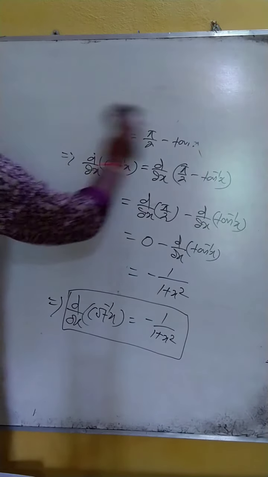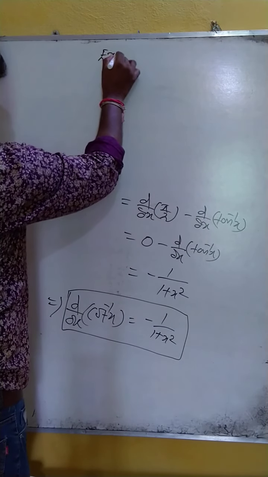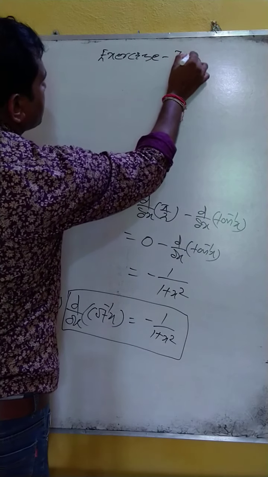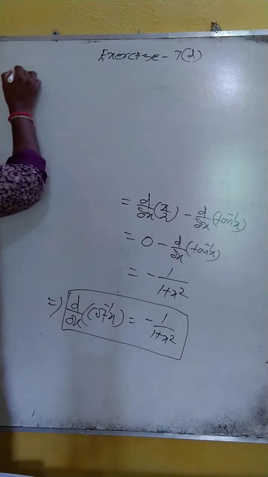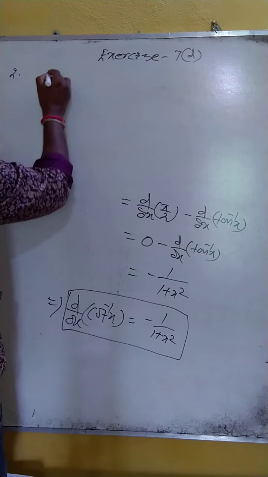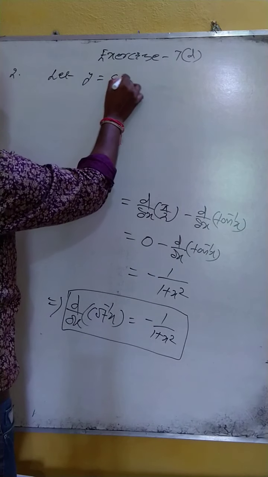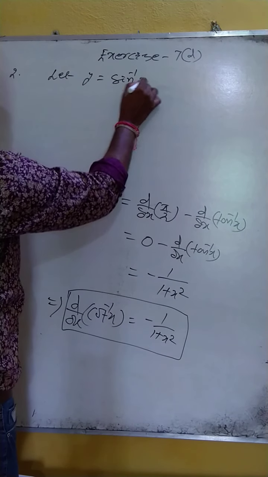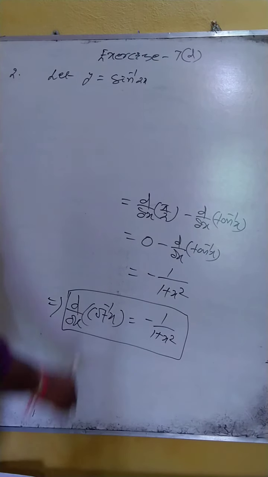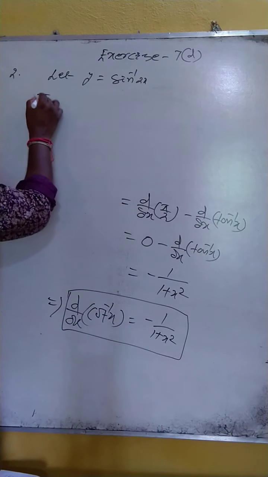Exercise 7D, number 2. Let y is equal to sin inverse 2x. We find the derivative of sin inverse 2x.